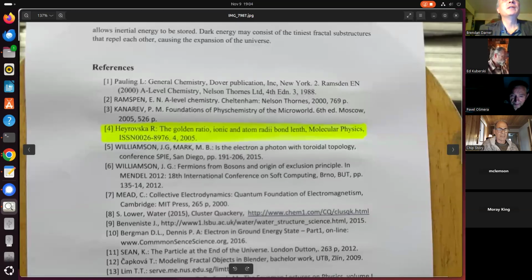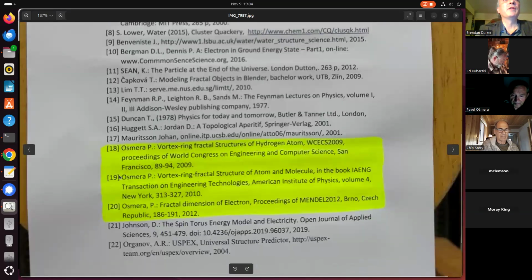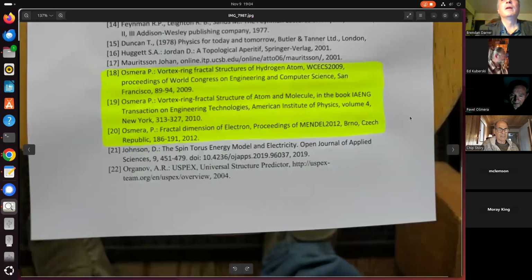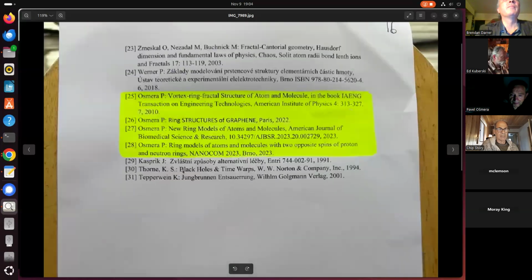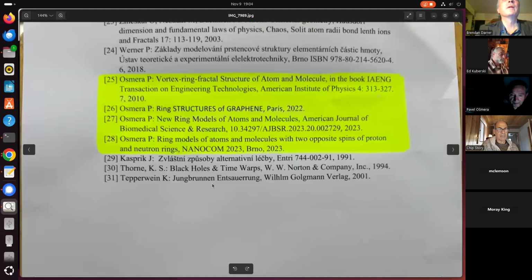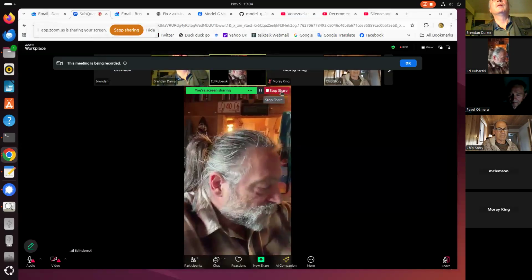So there's a reference 4 that has been highlighted: golden ratio, ionic and atom nuclei bond length, molecular physics, 2005, and these two here by Osmera. There are three: 18, 19, and 20. And then there are 4 more here by Osmera. Very, very interesting. It's his whole theory.